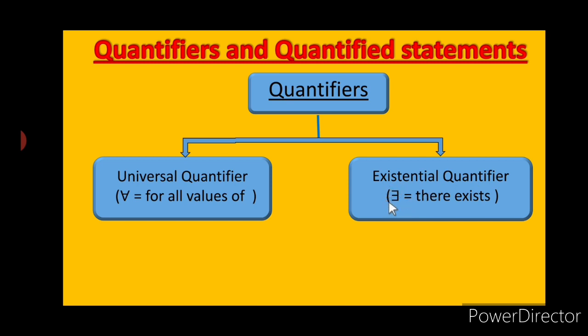You can say it is like a horizontally flipped letter E, correct? So, this symbol is called there exists, and it is the existential quantifier, and this sign is called for all values of, and it is the universal quantifier. Understood? So, quantifiers are mainly the words or the symbols which denote the number of values of the variables that we are going to use in the statement.